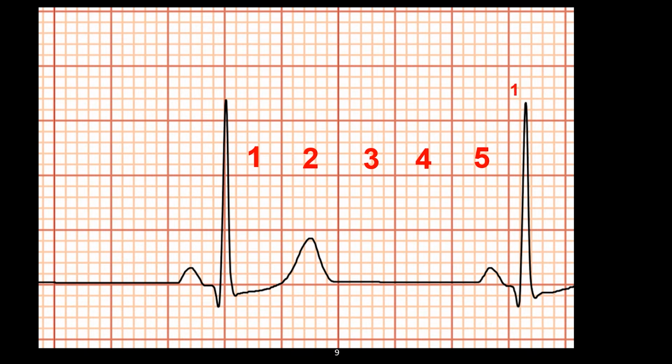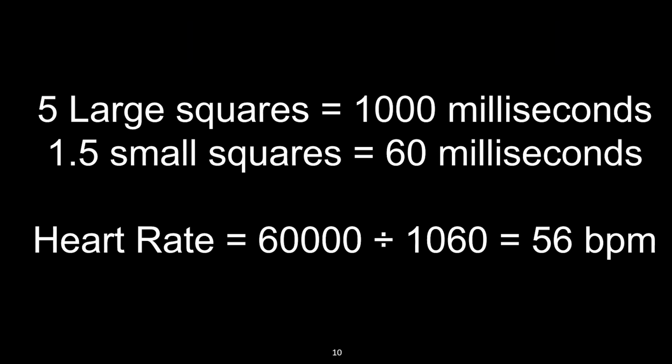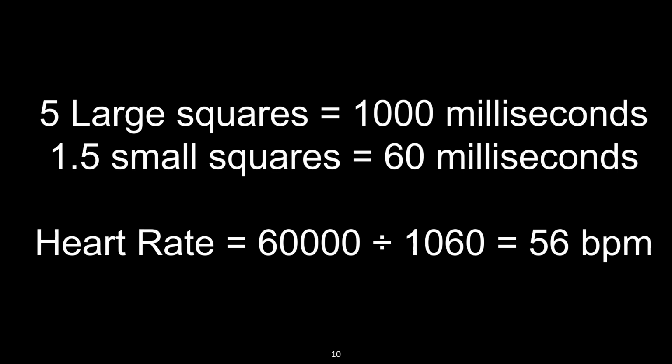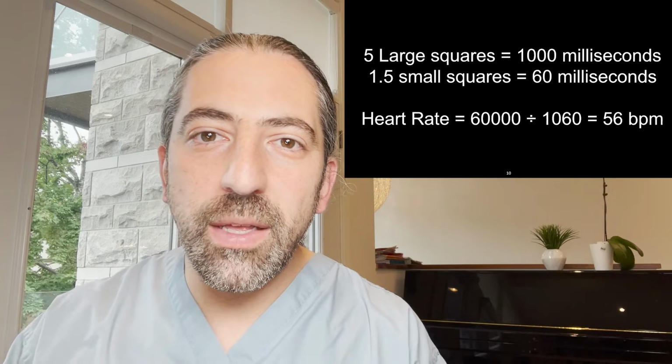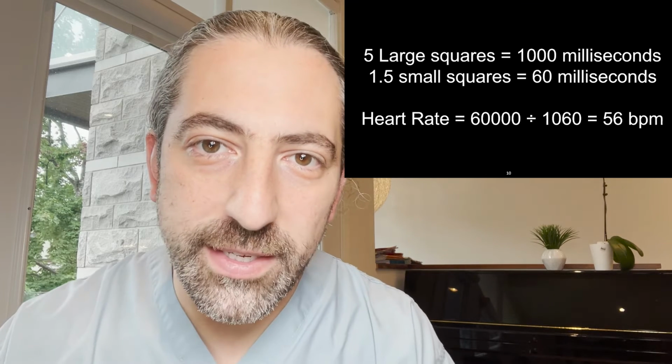We know that every large square is equal to 200 milliseconds. So 5 large squares are equal to 1000 milliseconds. We know that every small square is equal to 40 milliseconds. So 1.5 small squares is equal to 60 milliseconds. The total between the 2 QRS complexes is 1060 milliseconds. So the heart rate is 60,000 divided by 1060 milliseconds, which equals 56 beats per minute. So that will give you the exact heart rate in a more precise manner.